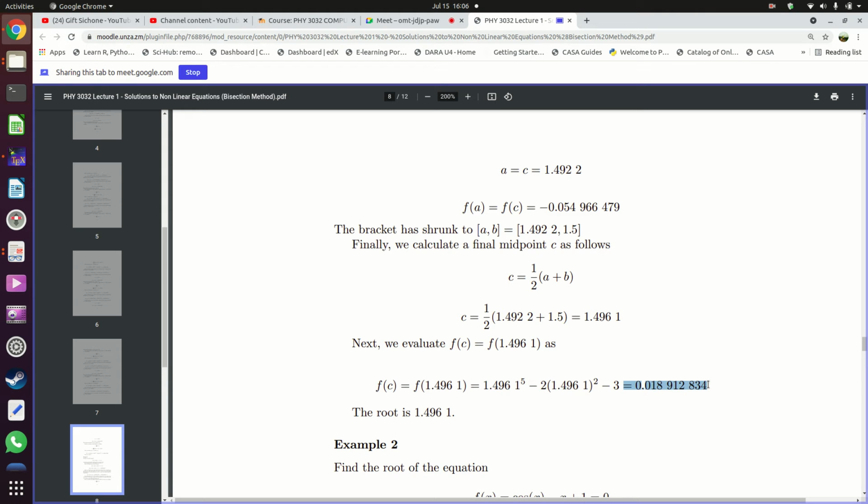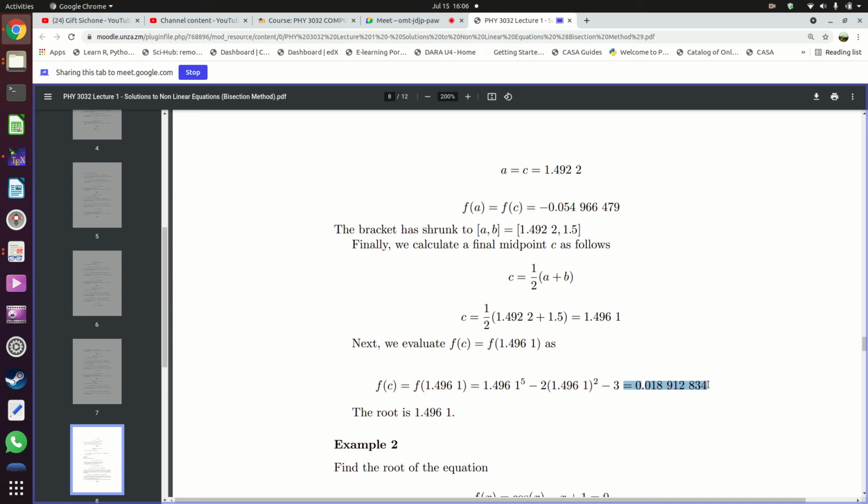This is what you get. As you can see, the root we have found is not exactly equal to 0. Your root of 1.4961, when you put 1.4961 in the function f of x, does not give you f of x equals 0, but it gives you something which is very, very close to 0. So f of x is approximately equal to 0. Is it clear?